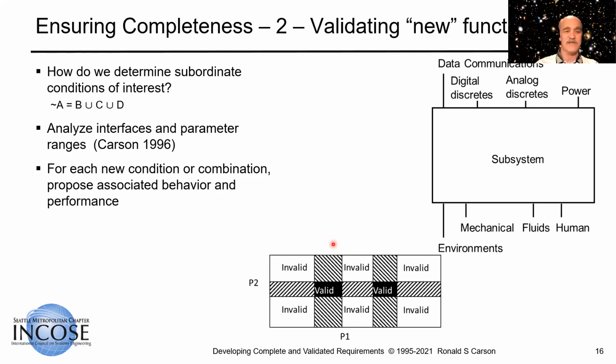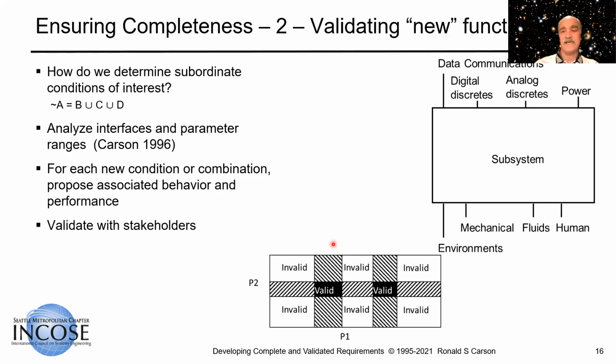But the important thing is you considered, well, what if I don't have the go path condition? What do I want to do? Is it an unsafe condition, for example? And therefore I need to do something else. So for each new condition or combination, you have to propose an associated behavior in the performance and then validate it with the stakeholders. You may have a good idea, but they probably haven't thought about it.